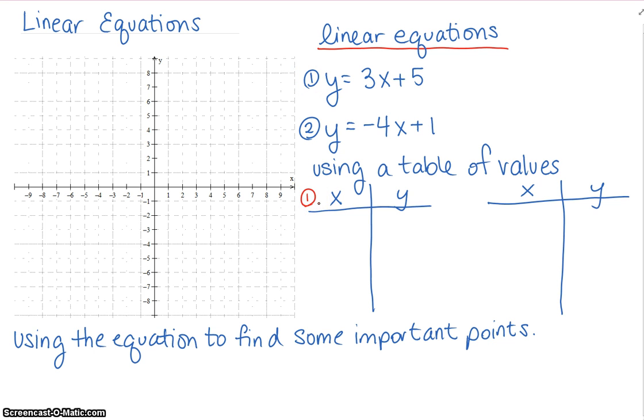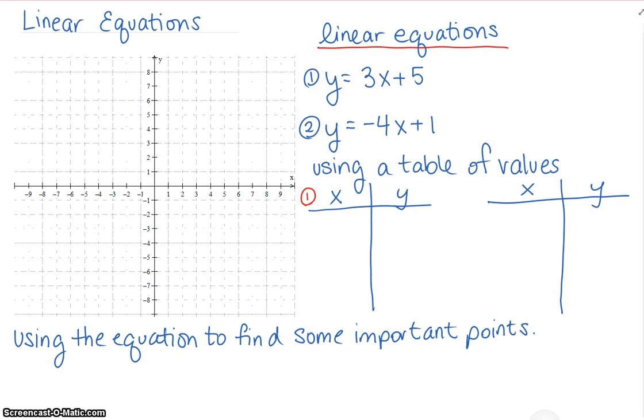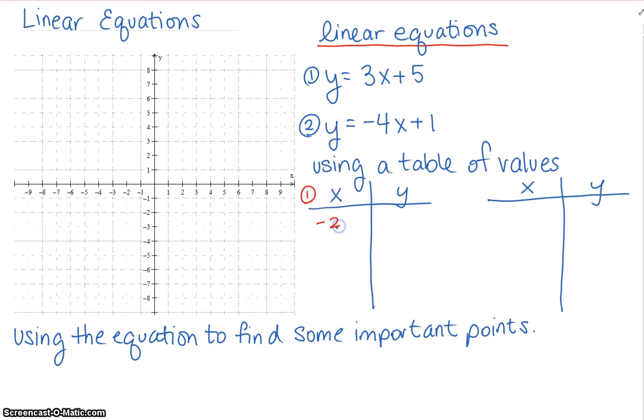So if we're going to use the first one here, I'm going to look at creating a table of values for just the first equation. Now, I would suggest that you use positive and negative values, just so you get a good idea of the shape of this graph. So let's just start with, say, negative 2.